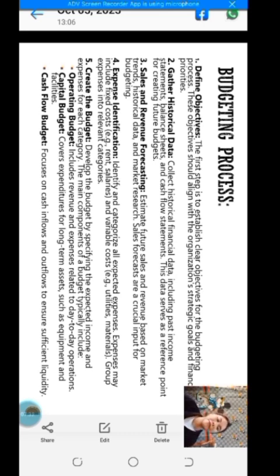So, in number 5, here you create the budget. Develop the budget by specifying the expected income and expenses for each category. The main components of a budget typically include the operating budget, the capital budget, and the cash flow budget. When we say operating budget, it includes the revenue and expenses related to day-to-day operations, the daily budget. When you make a budget, you need to include the operating budget, the capital budget, and the cash flow budget.